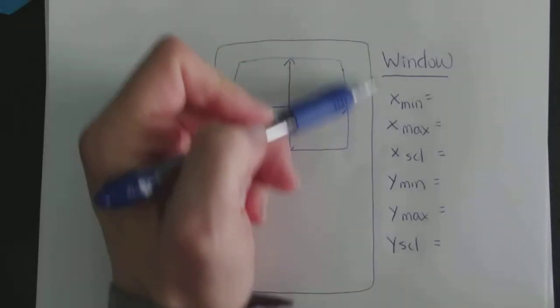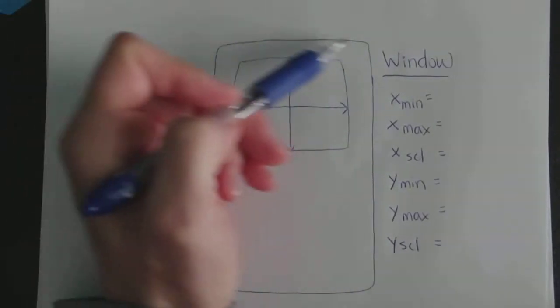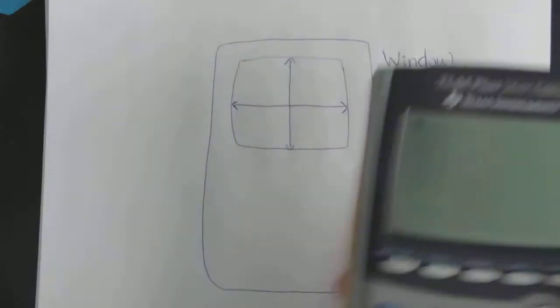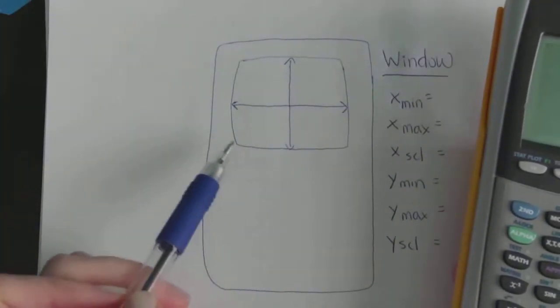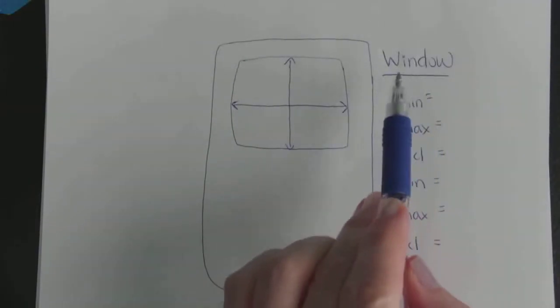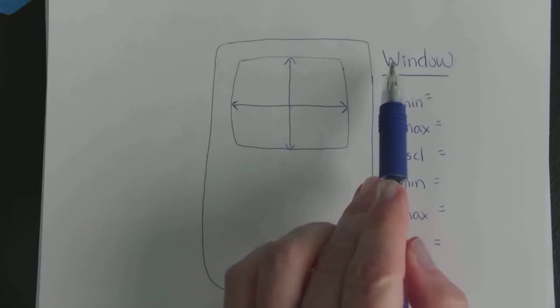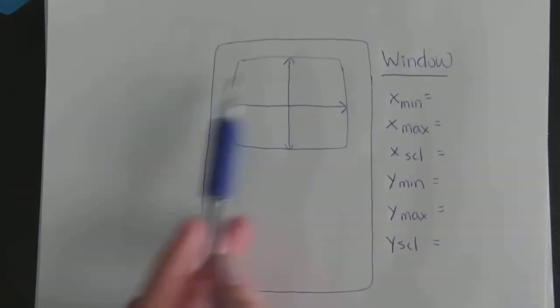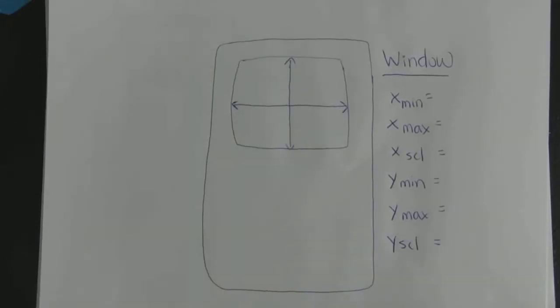So I want you to pretend that this outline, this big outline, is the calculator, right? This is the whole calculator. And then this part right here, which is the screen, is what I like to call the window, okay? And setting a good window is always a good idea when you're graphing.